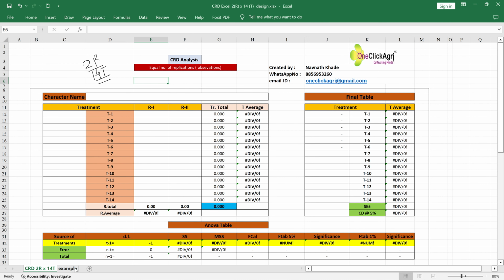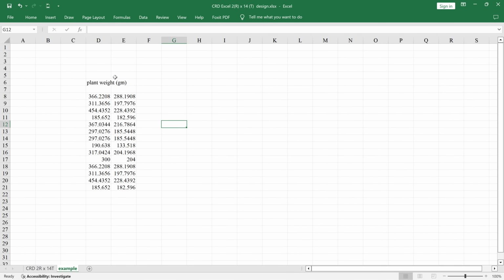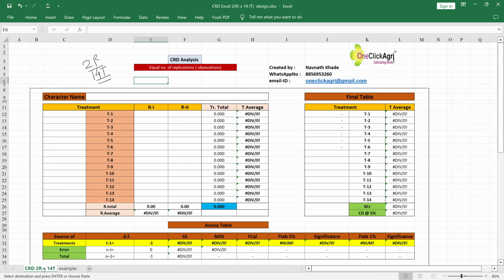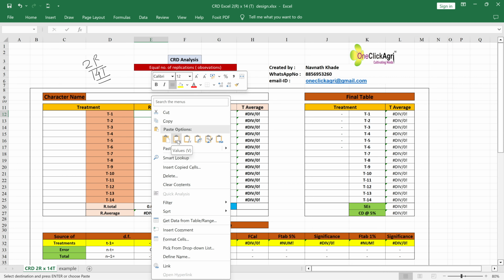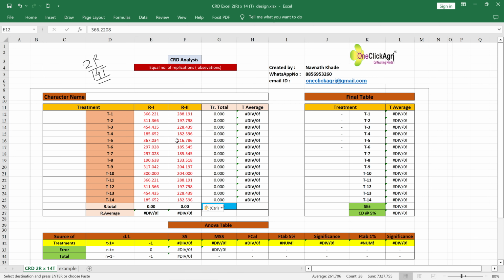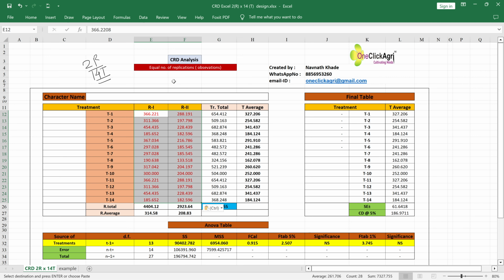For example, we have the sample data over here for the plant weight in grams. The unit is very important. So this is our sample data. We need to copy the sample data. Just copy it, come to our design, click in the first cell, right click, and choose the values. You can see here the values, just paste here. You just need to do this to do your research data analysis.